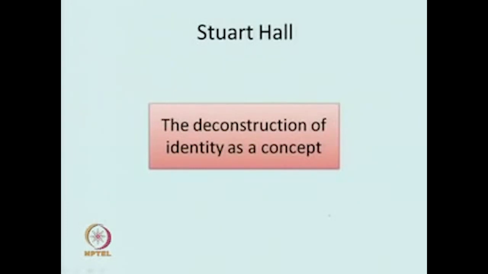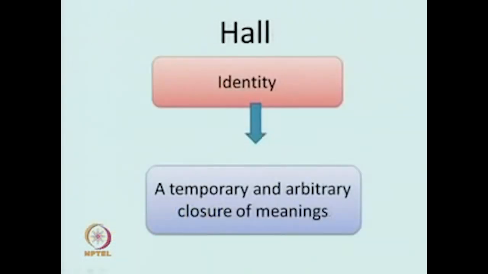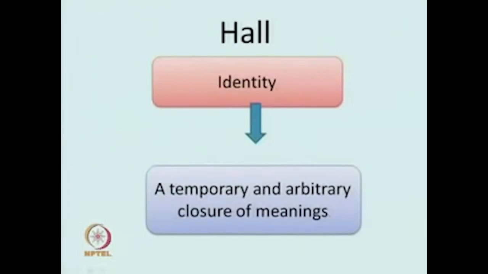And in our time, it was the well-known cultural critic Stuart Hall who went on to give a full critique of the topic of identity. He called this the deconstruction of identity as a concept, the breaking down of older ways of understanding identity. The critique started by Stuart Hall was against an understanding of identity as something originary, unified, and integral. I'm very fond of the way in which Hall put this: identity is a temporary and arbitrary closure of meanings.